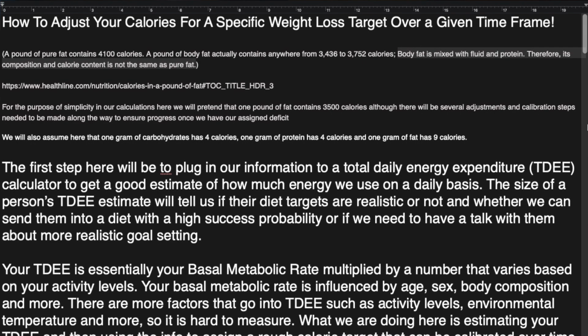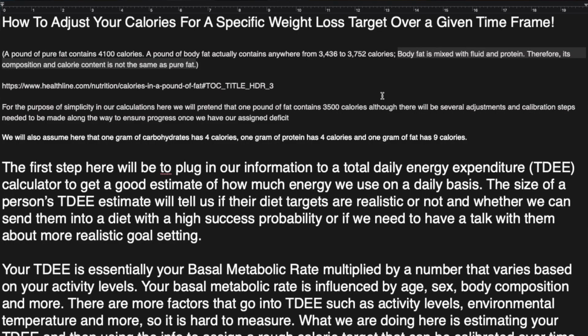As titled, How to Adjust Your Calories for a Specific Weight Loss Target Over a Given Time Frame. A pound of pure fat contains 4,100 calories. A pound of human body fat actually contains between 3,436 to 3,752 calories. Body fat is mixed with fluid and protein. Therefore, human body fat is not the same thing as pure fat because human body fat tissue includes other tissues and fluids. I have a link there if you want to read more about it. I'll post that link in the description of the video as well.